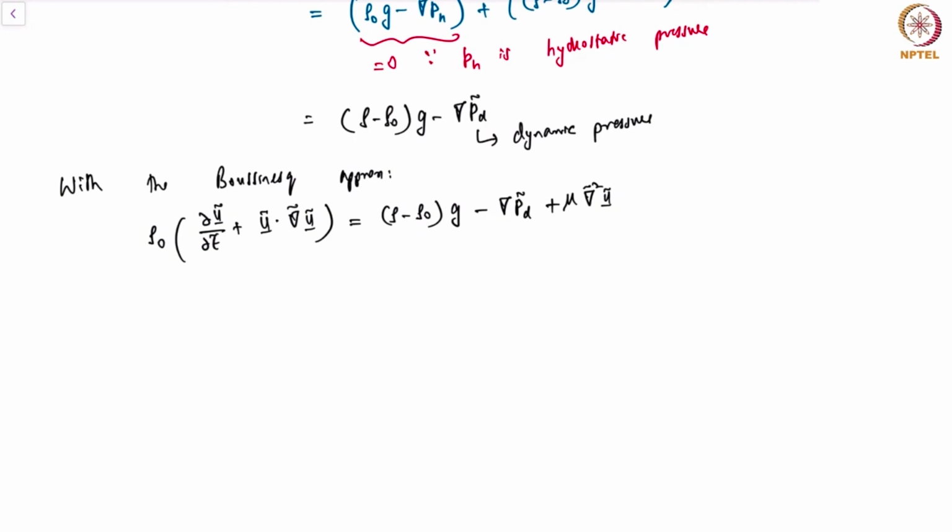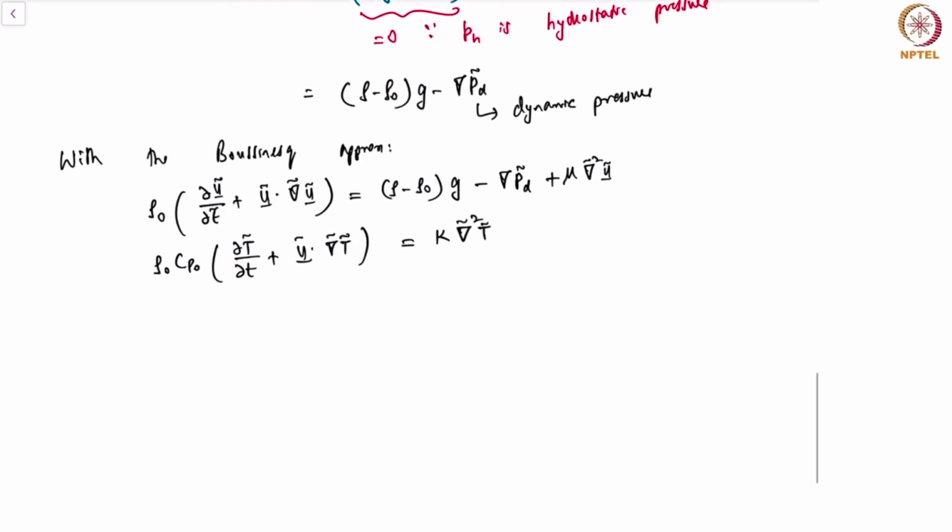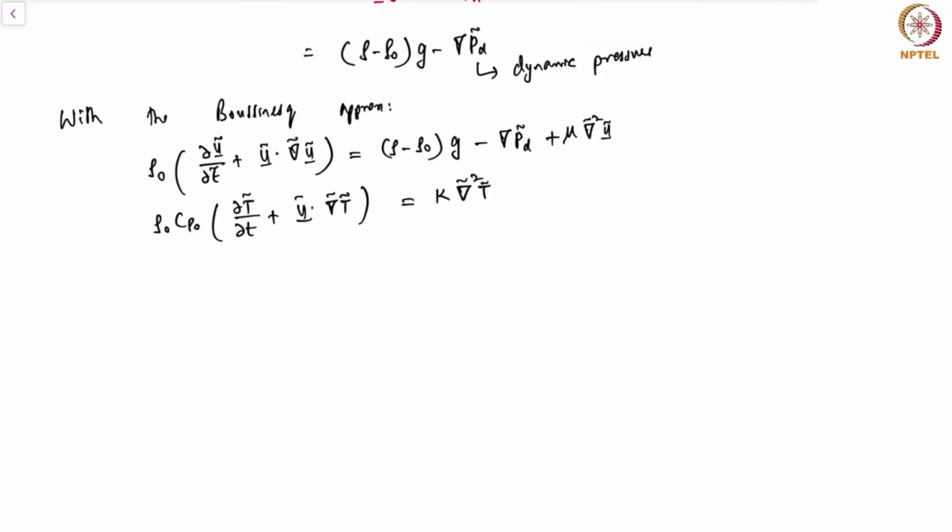We also need to couple this with the temperature equation. The temperature equation would be rho naught times Cp naught, where Cp is the specific heat at constant pressure, and K is the thermal conductivity.